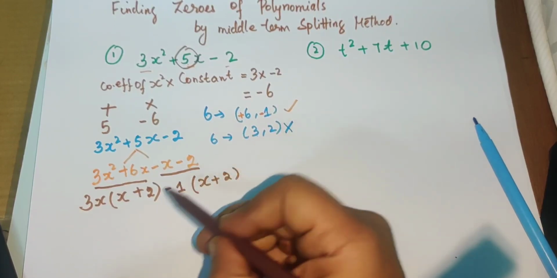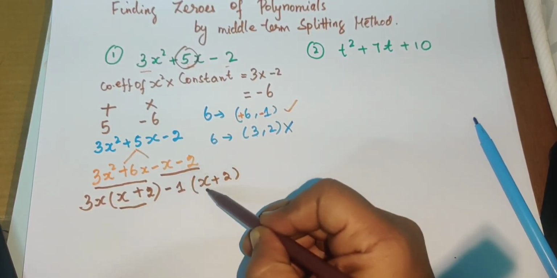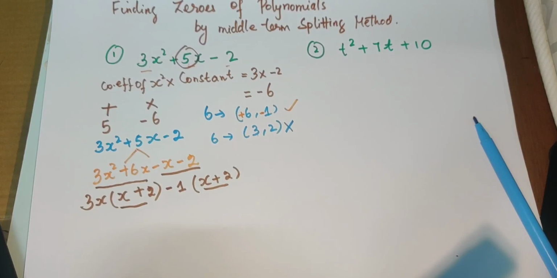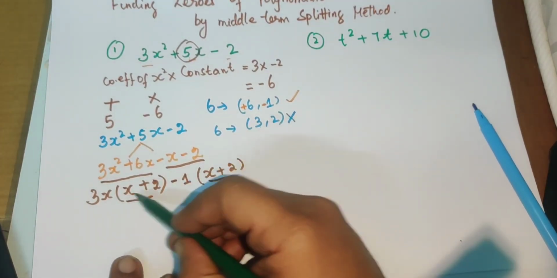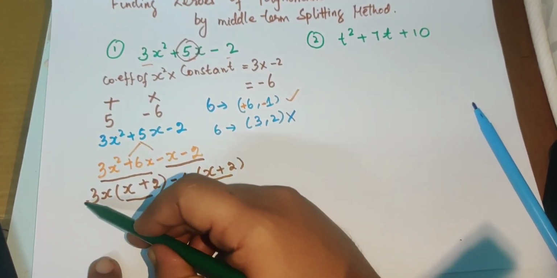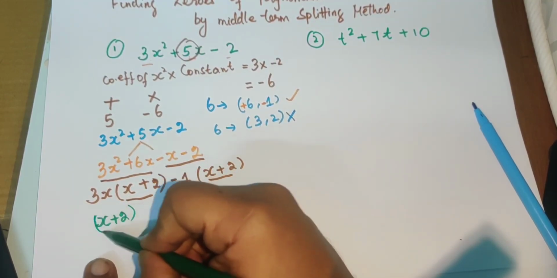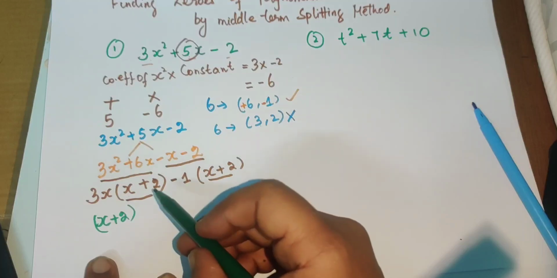And most importantly, this factor and this factor should be the same. If both are the same, we are going in the correct direction. Otherwise, you made something wrong somehow. So kindly note that both of the brackets should be the same. Then only the whole expression x plus 2 we can take out as common. What is left?